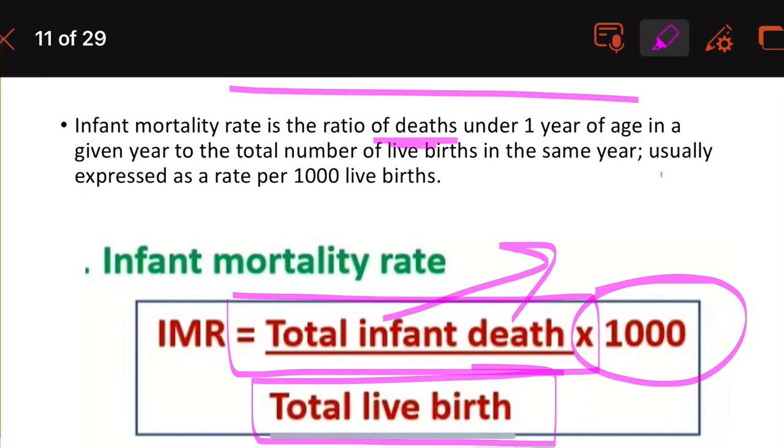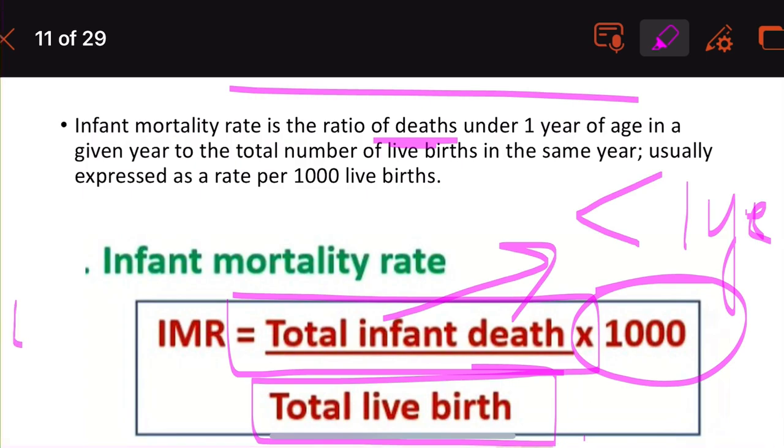So we know very clearly infant is less than 1 year. So before the first birthday of the baby, 9 months, 8 months, 6 months, 5 months, whatever it is. So before 1 year of age, before celebrating the birthday of the baby, that period is the infancy. So the deaths which are occurring under the 1 year of age in a given year to the total number of live births in the same year.